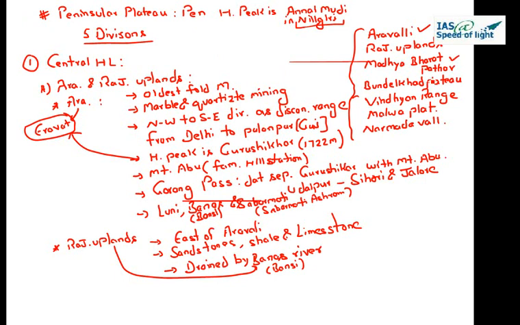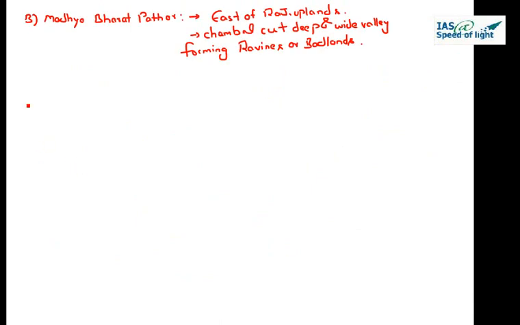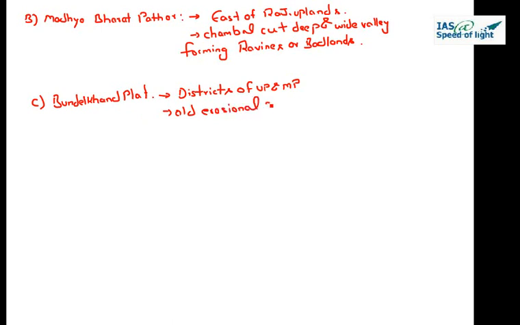Then we now come to the Bundelkhand Plateau. So C is the Bundelkhand Plateau. The first thing we need to write about it is that it contains the border districts of UP and MP. And the second thing is it is an old erosional surface made up of granite and gneiss.